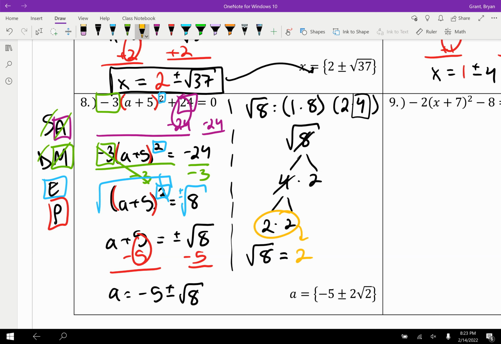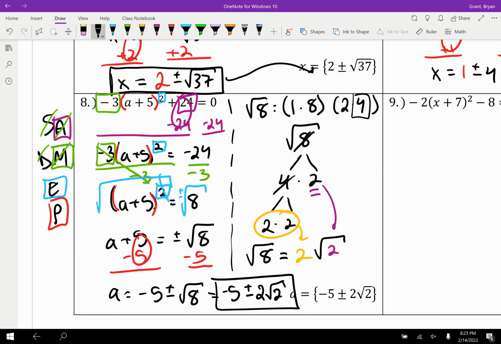We learned that the pair is going to sit outside in just a single 2. And then we have one singleton, no pair, which goes on the inside. So a square root of 8 is actually 2 square roots of 2, which is why our final answer is negative 5 plus minus 2 square roots of 2.